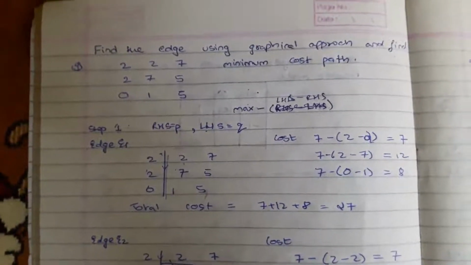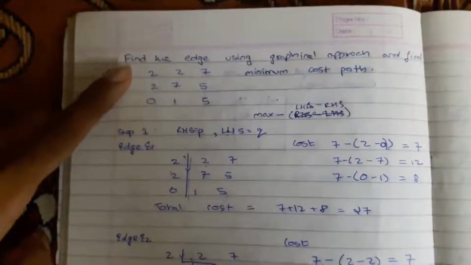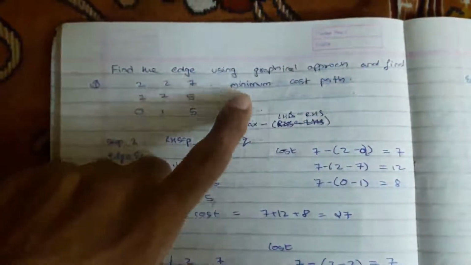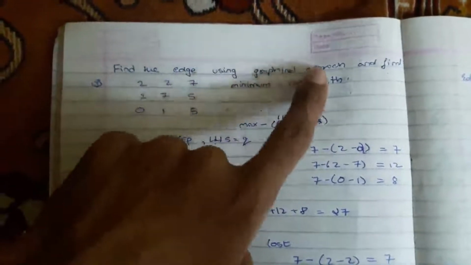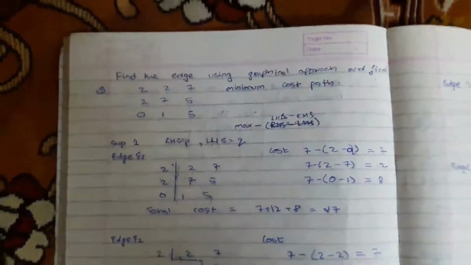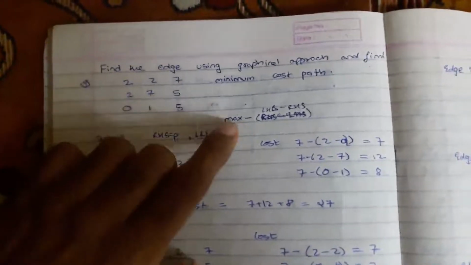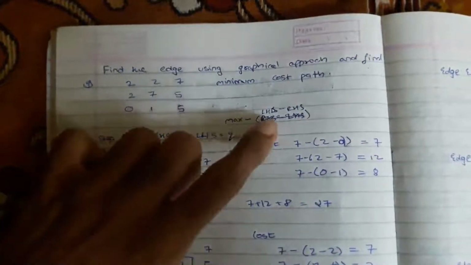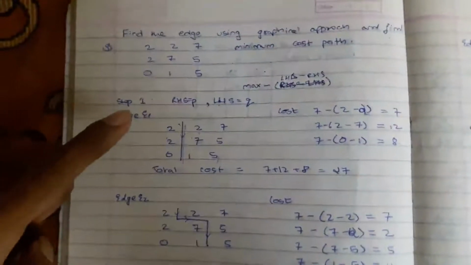Hello guys, in this video I'm going to show you how to solve this sum. This sum says find the edge using graphical approach and find minimum cost path. So you have to find the minimum cost path using the graphical approach of this image and you have to find the edge. The main formula that we use over here is: max minus LHS minus RHS. Let us see how we go about it.